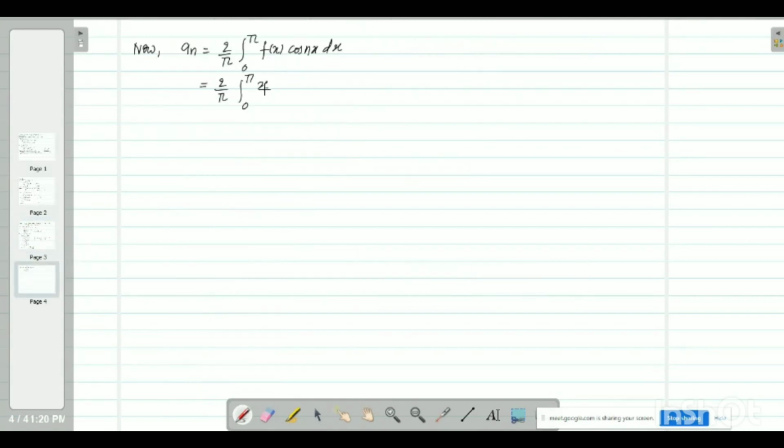So this is x cos nx dx. Okay, so just integrate this. This is 2 by pi, and integrate this using generalized integration by parts. So this is x.